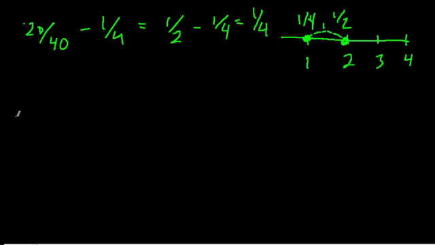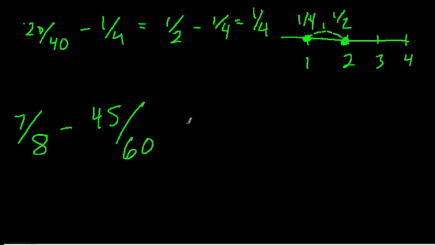And last but not least, 7/8 minus 45/60. What do we do? Well, when do 60 and 8 actually hit each other? What do we do? Well, I'm going to try and reduce this fraction to something easier. What if I divide 45 by 15 and 60 by 15? Does that help me?